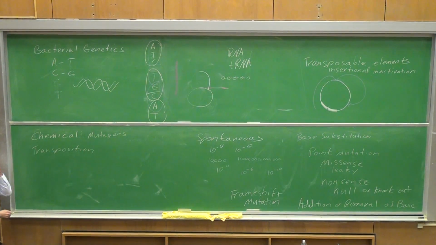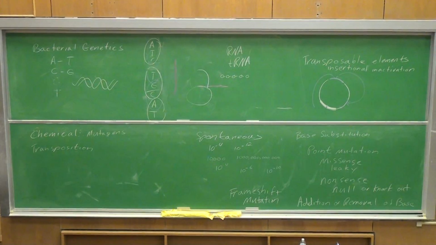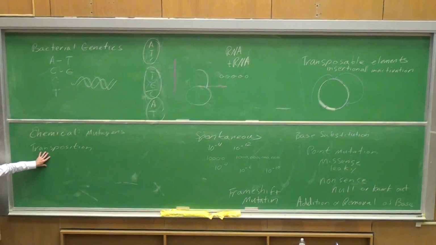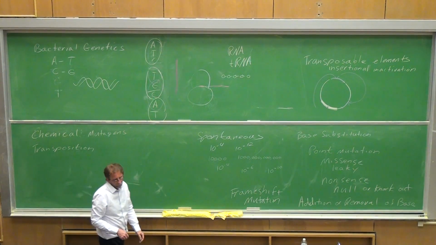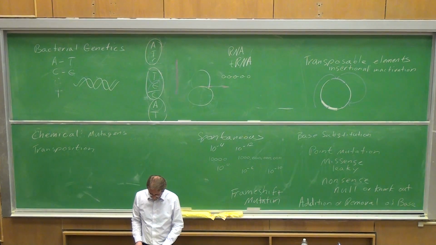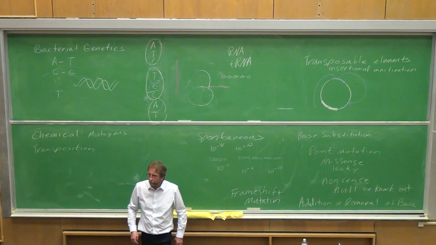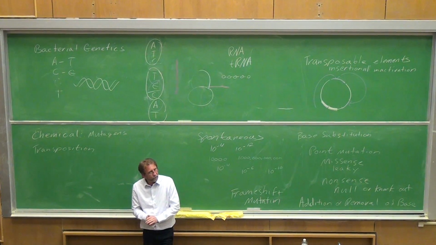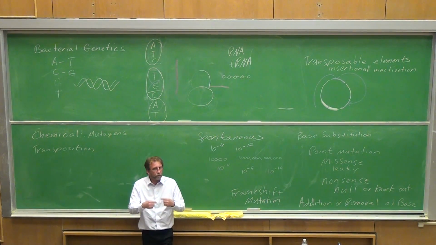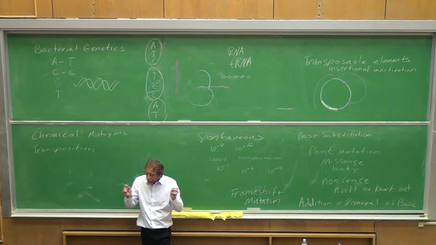We can use this notion of the transposable elements to induce mutation, inserting transposons that then will jump to cause the mutations. And as I said, usually it results in a knockout. So if you're trying to shut down a particular gene, if you can get the transposon to jump into that gene, you can shut down that gene.